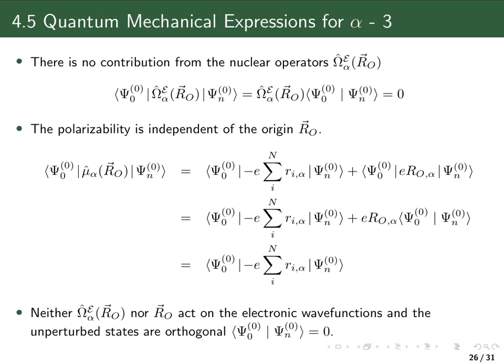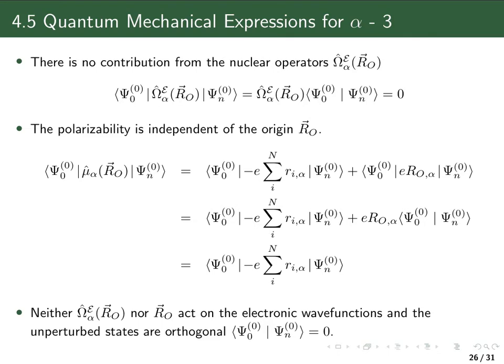Now, what about the origin dependence? Here the origin depends on the operator. If we insert the expression for the electric dipole moment operator here, we have the part which depends on the positions of all the electrons, and here's the part which depends on the origin. The origin is a fixed point in space, so this is not a variable, so of course we can take it out of the integral.